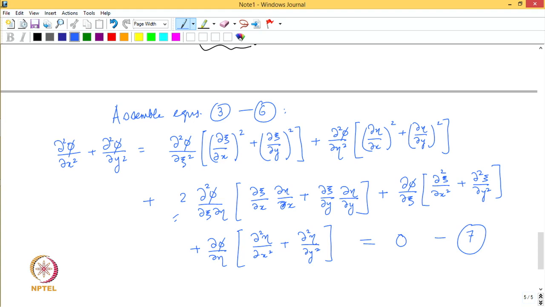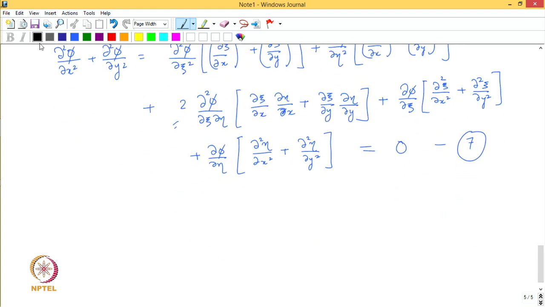Now we talk about what was the nature of this transformation. Notice that the transformation that I have invoked is zeta is some f of z. That was the transformation that we started with. Now we say that this transformation is conformal if f of z is an analytic function.